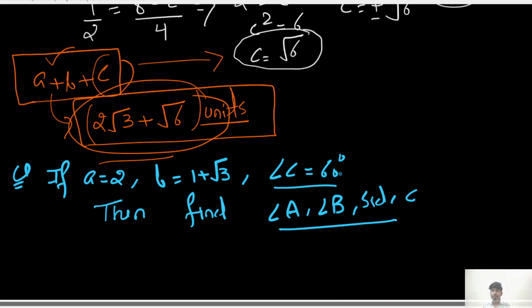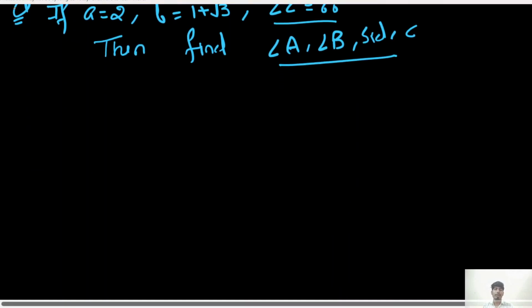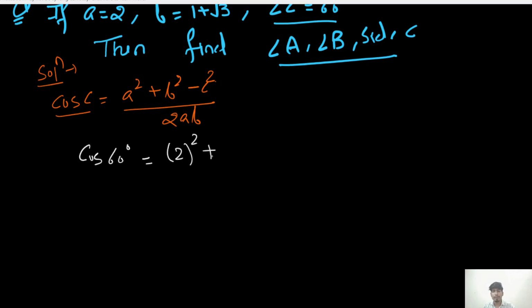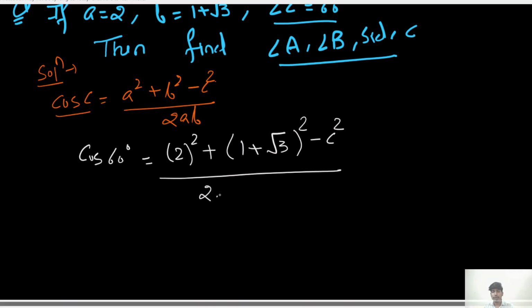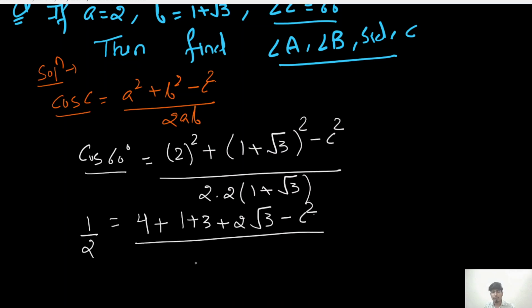Then what we have been given is angle c, so we have to apply cos c. What is the formula of cos c? We know cos c is equal to (a square plus b square minus c square) upon 2ab. Okay students, then put the values here: c is 60 degree, a is 2, so 2 square plus b square, b is (1 plus under root 3) square, minus c square, upon 2ab, means 2 into (1 plus under root 3). Then cos 60 is half, 2 square is 4, then this is 1 plus 3 plus 2 root 3 minus c square upon 4 into (1 plus root 3).